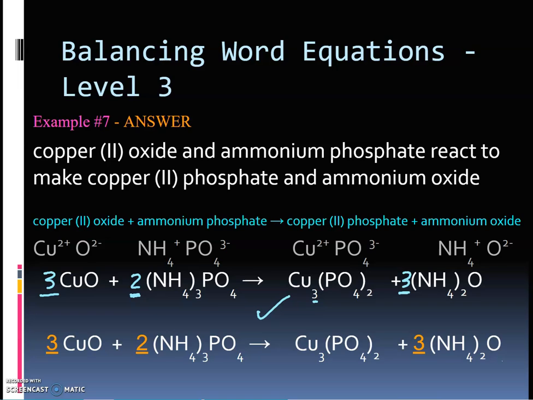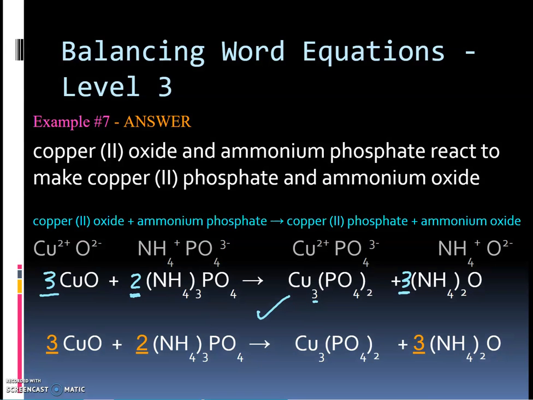All right, so good luck. Make sure that you practice lots and lots and lots. And don't forget your ions, they're important.